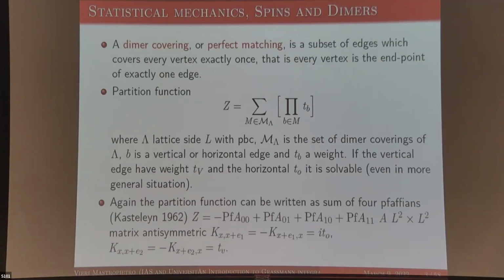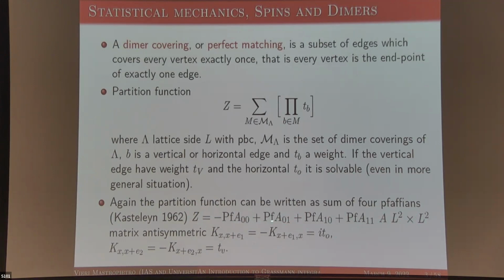Again, Kasteleyn in '62 showed that Z can be written as a sum of four Pfaffians of this matrix. There is an extra solution also for this node. What does it mean, Pfaffian of the matrix? You have four because this is a problem of boundary conditions. So this 0, 0 means periodic in this matrix. This means periodic, antiperiodic. This means antiperiodic, periodic. This means antiperiodic.